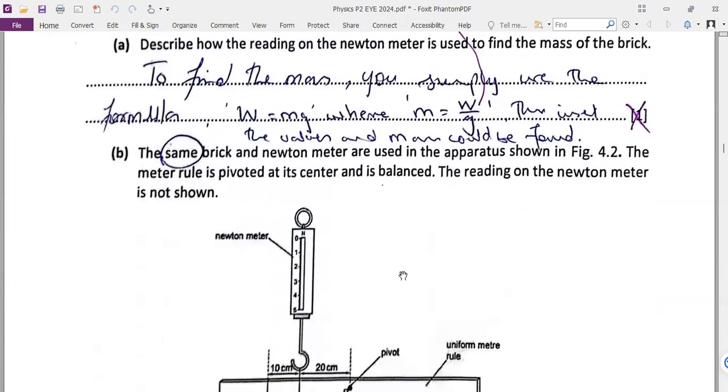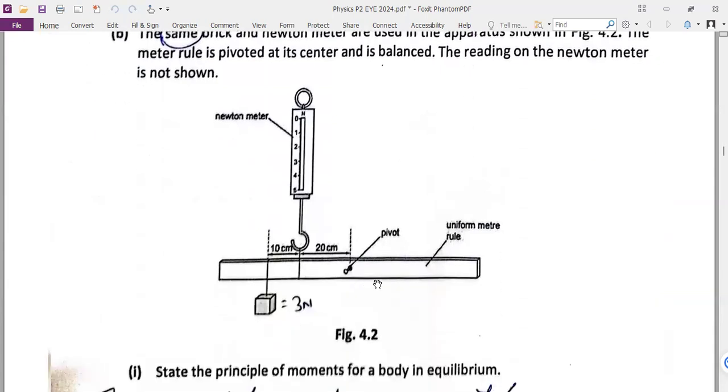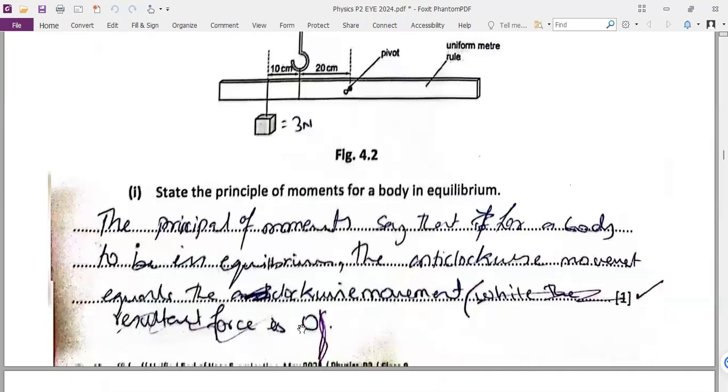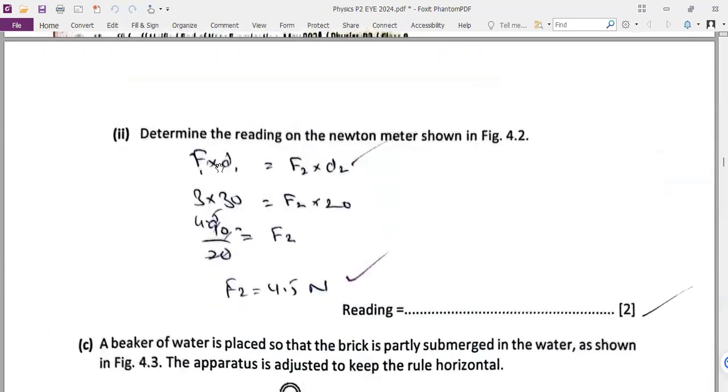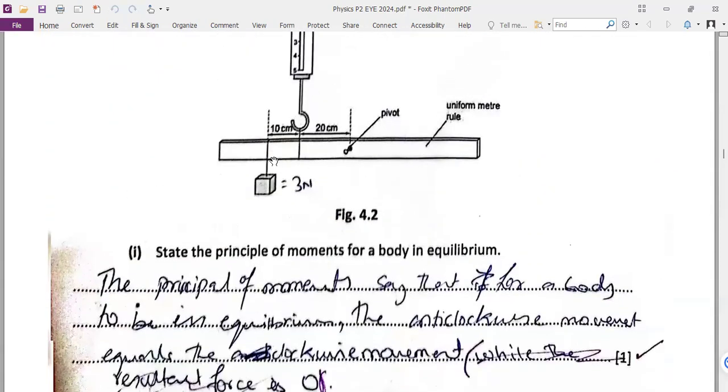So it is the same brick used, and this is a moment question. So what is the principle of moments? Clockwise moment and anti-clockwise moment are both equal if the object is in equilibrium. So I guess 1 mark. And then determine the distance. So this is clockwise moment and anti-clockwise moment, both. If you look at this diagram, this way it will produce a moment this way, which is anti-clockwise.